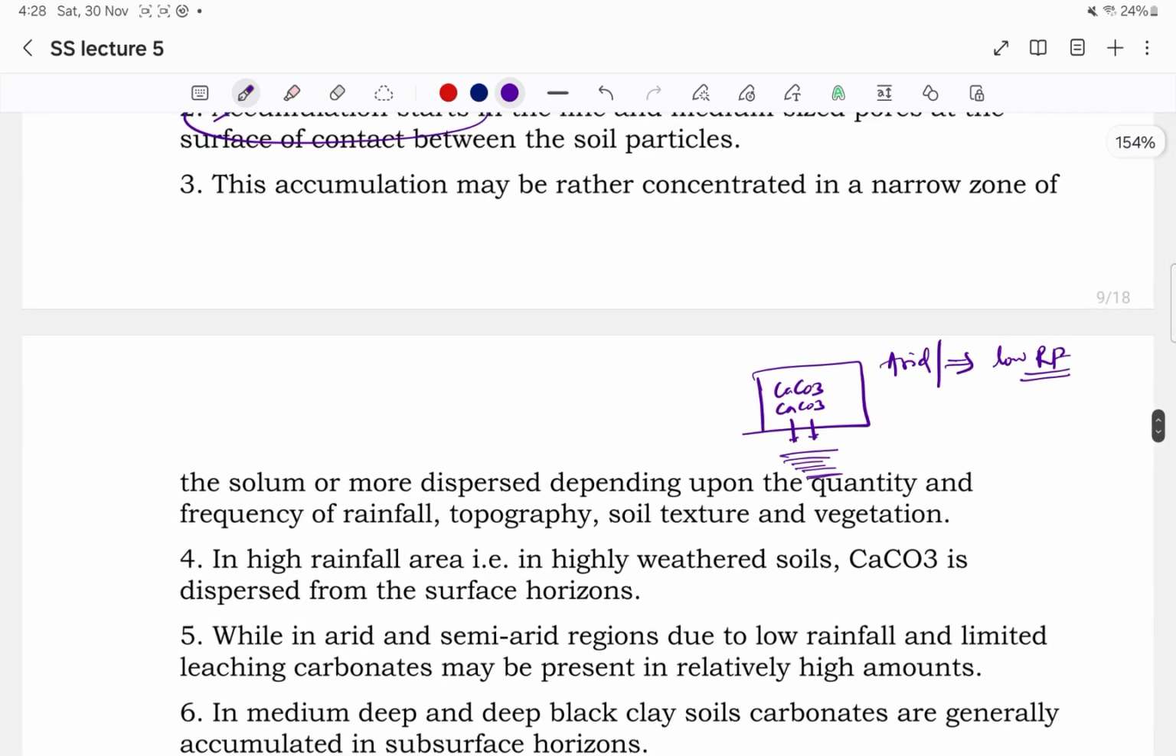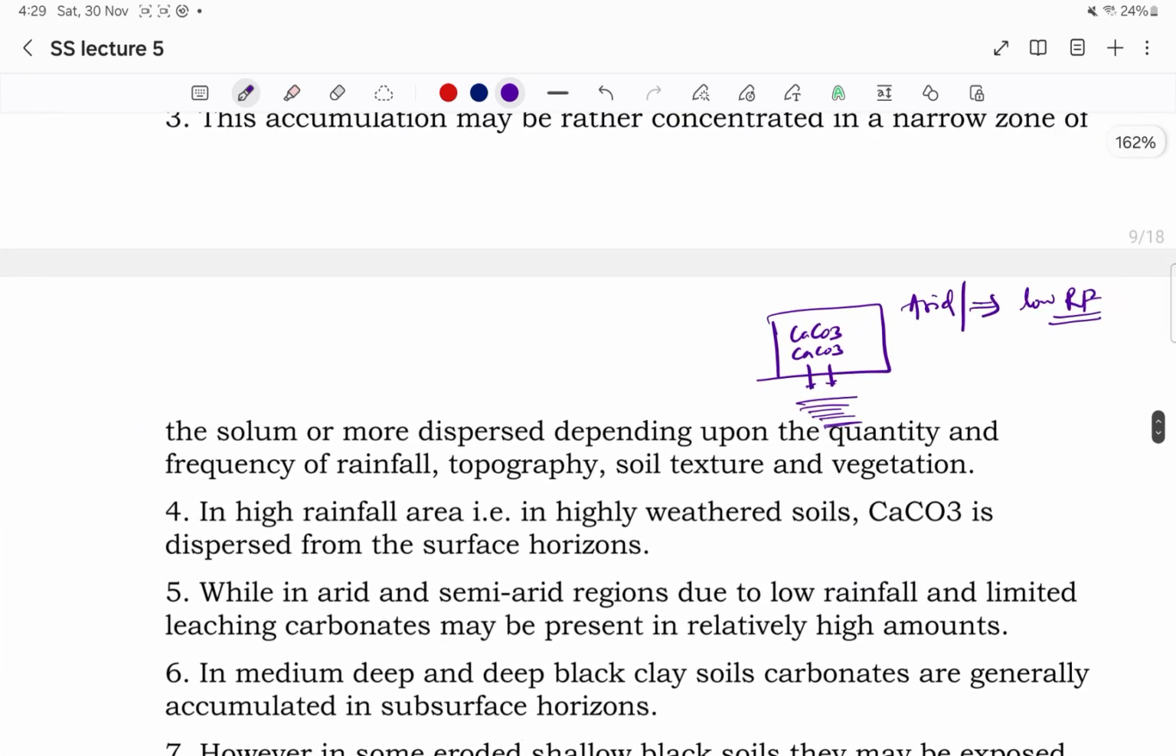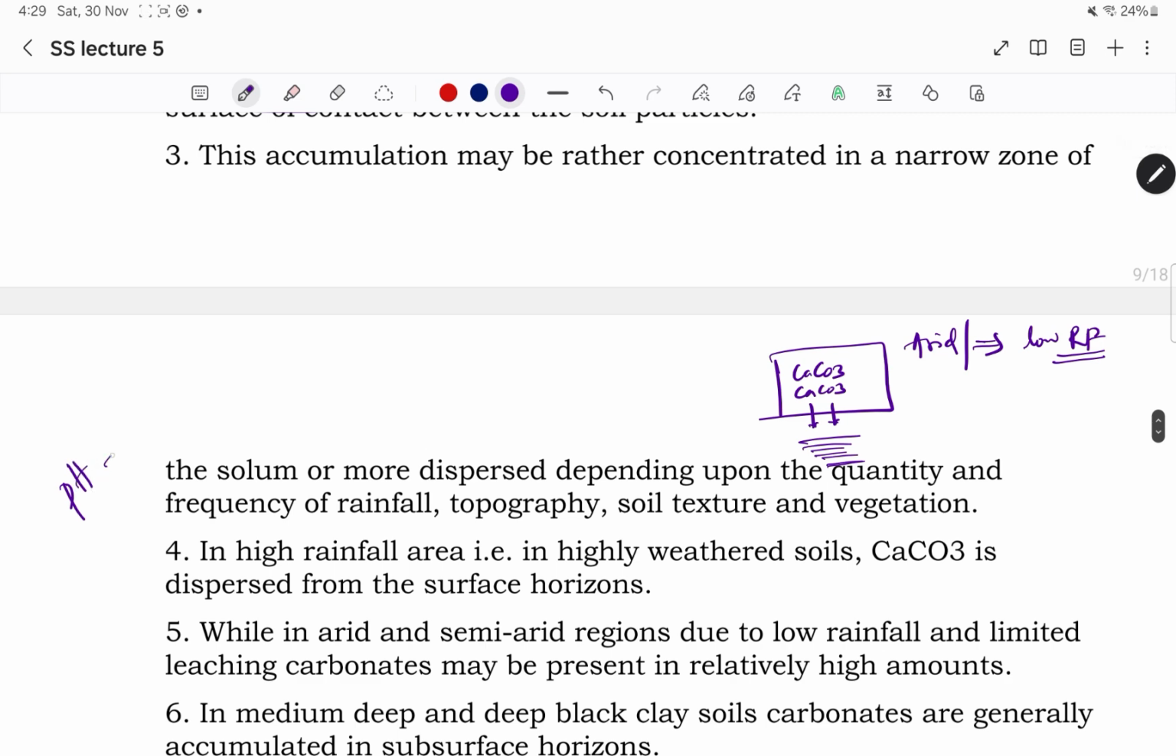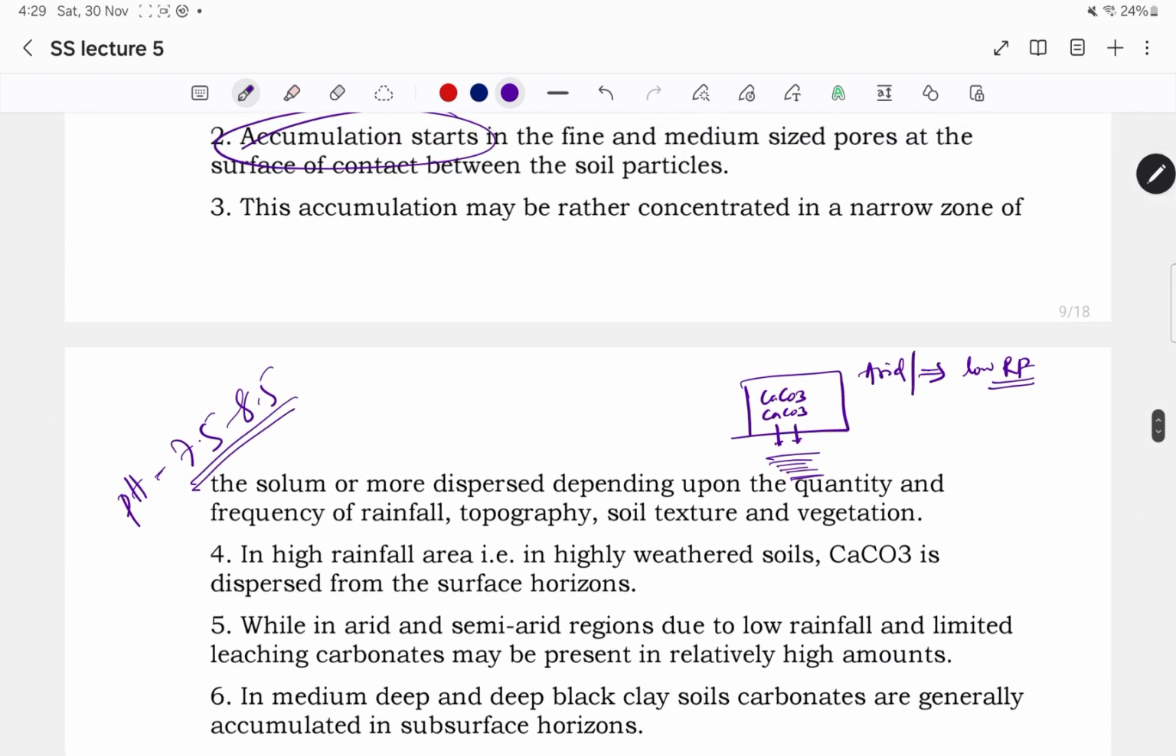The next one is, what? If there is high rainfall or continuous rainfall, this CaCO3 leaches beyond the root zone. And another feature of calcareous soil is that these calcareous soils have a pH in the range of 7.5 to 8.5. The pH range of calcareous soil is 7.5 to 8.5.